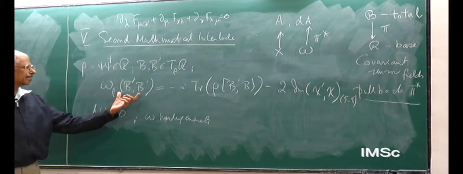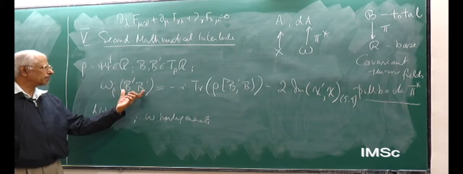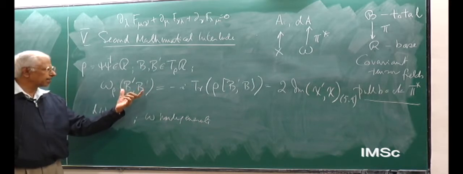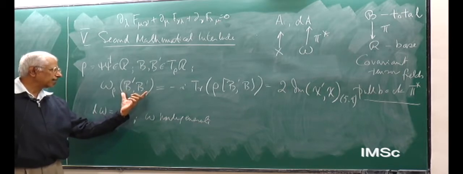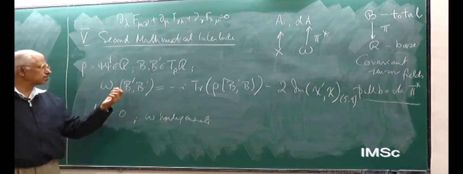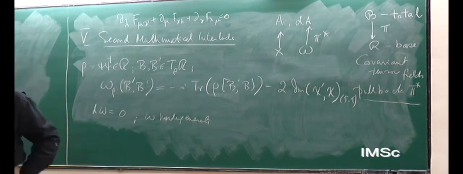What does it mean to say omega is non-degenerate? If at a point rho, omega(B', B) is 0 for all B, it can happen only if B' is also 0. Non-degenerate means omega(B', B) vanishes for all B if and only if B' vanishes. There is no B' for which this is identically 0 in B. That's non-degeneracy. But anyway, we'll come to it later.